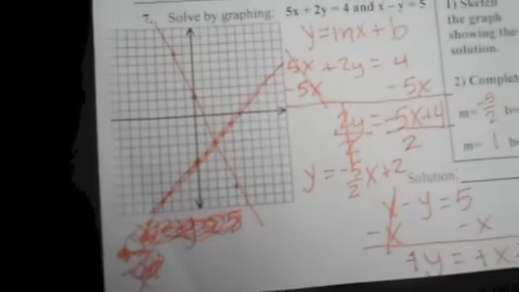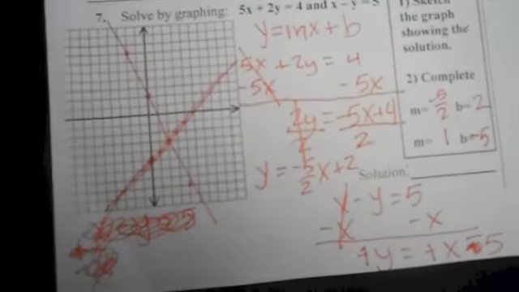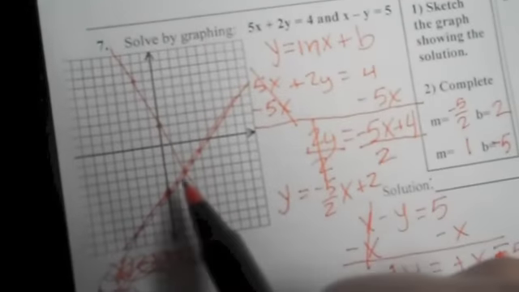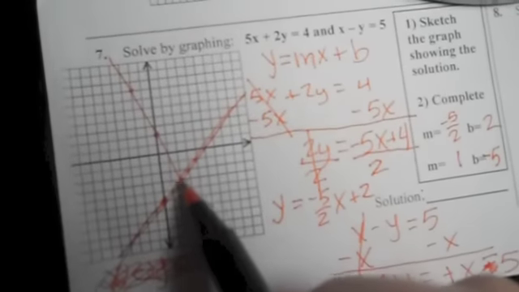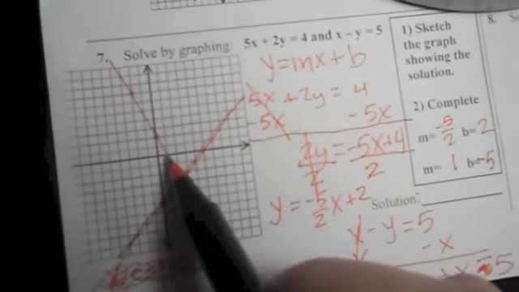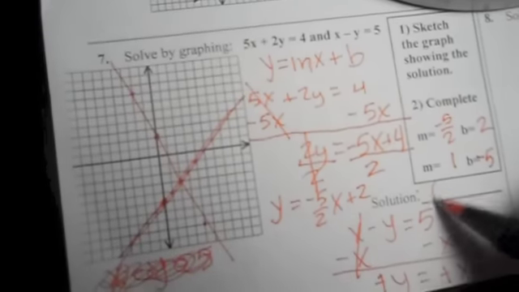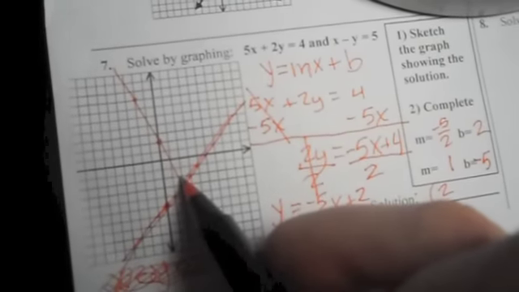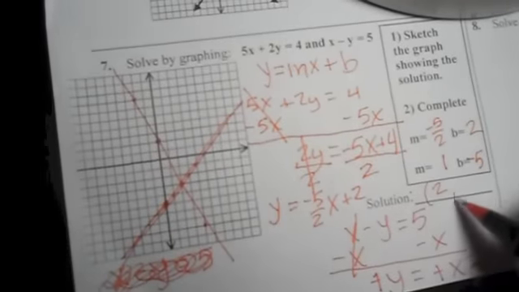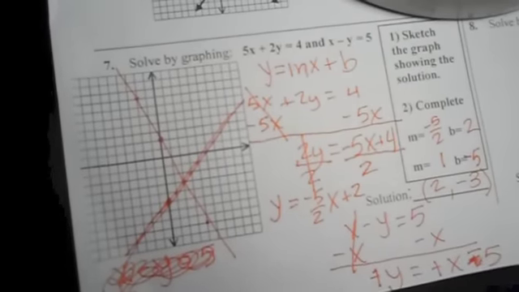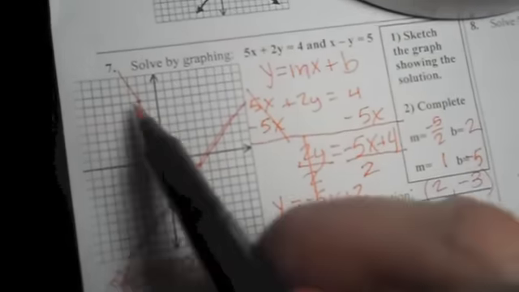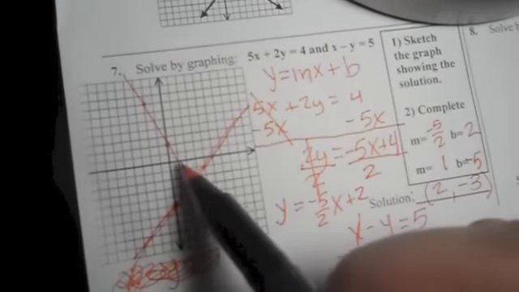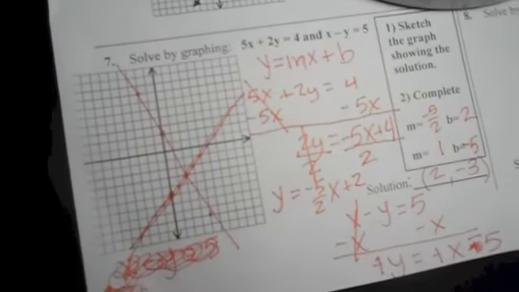Okay? Now, for any solution to a graphing solution set, we've got the intersection as our solution. So x is 2, and the point goes down to 1, 2, it's negative 3. So the solution is where these two lines intersect, and that is at 2, negative 3.